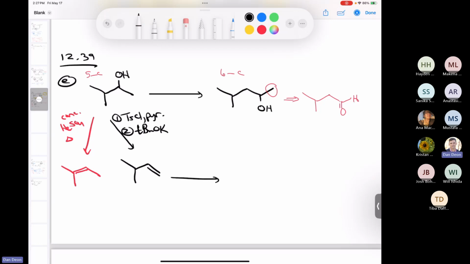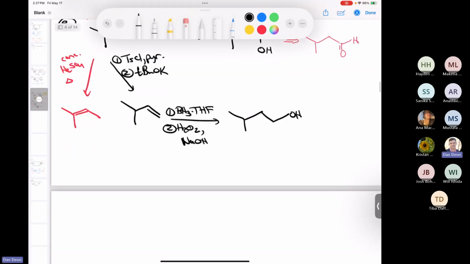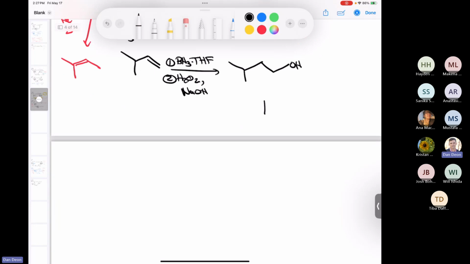So now we can do an anti-Markovnikov addition of water. So use BH3 THF followed by H2O2, NaOH, and that's going to give us the primary alcohol. Then I'm kind of running out of space here, so I'll keep going down this way. So then we're going to oxidize this using something like PCC, which will give us the aldehyde.